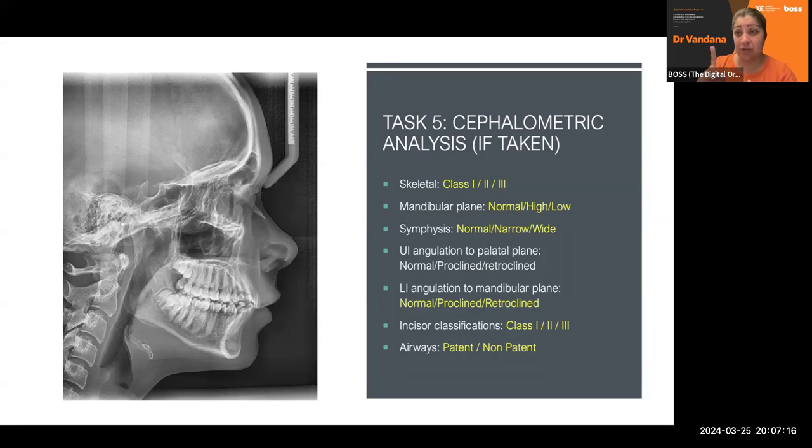1 Ceph is a requirement. Out of all the 3 cases, you must take 1 Ceph, okay? Ideally for this portfolio A and B. And in that Ceph, we don't need you measuring numbers. We don't need even angles measured. We just want to know morphologically, what do you see here? Is it skeletal 1, 2, 3?